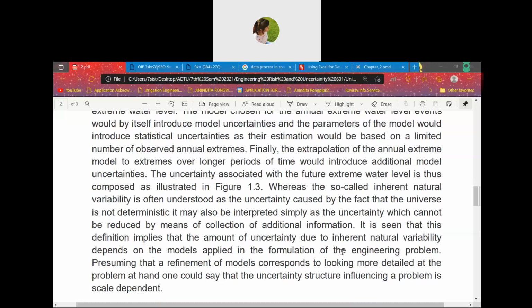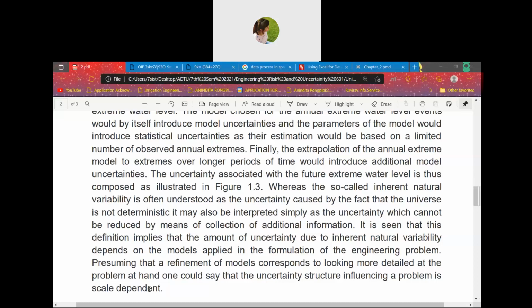So the uncertainty amount due to natural conditions depends on the formulation models that we took earlier. As I have explained earlier, the uncertainty models for formulation of the engineering problem will be considered as the amount of uncertainty for natural variability problems. So presuming that a refinement of models corresponds to looking in more detail at the problem at hand, one could say that the uncertainty structure influencing a problem is scale dependent.